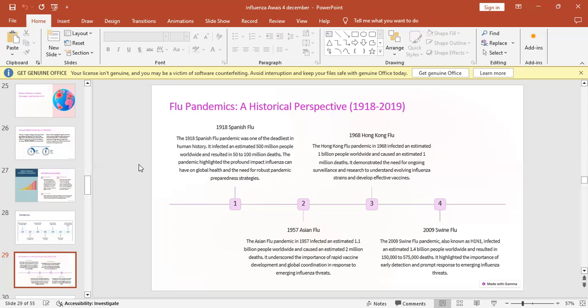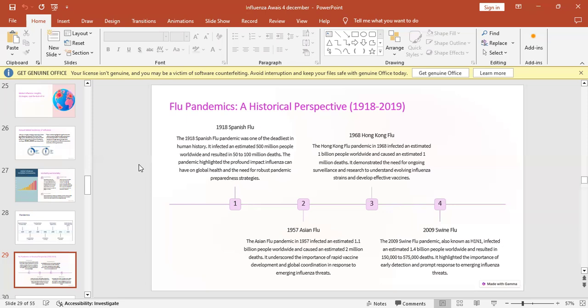The third is in 1968, called the Hong Kong flu. The Hong Kong flu pandemic in 1968 infected an estimated 1 billion people worldwide and caused an estimated 1 million deaths. It demonstrated the need for ongoing surveillance and research to understand evolving influenza strains and develop effective vaccines.